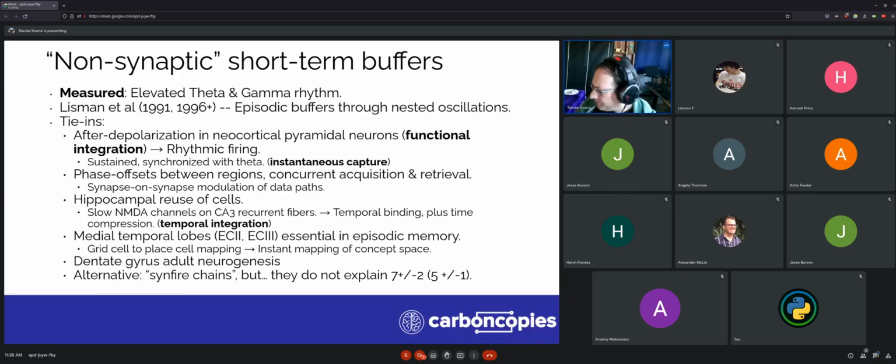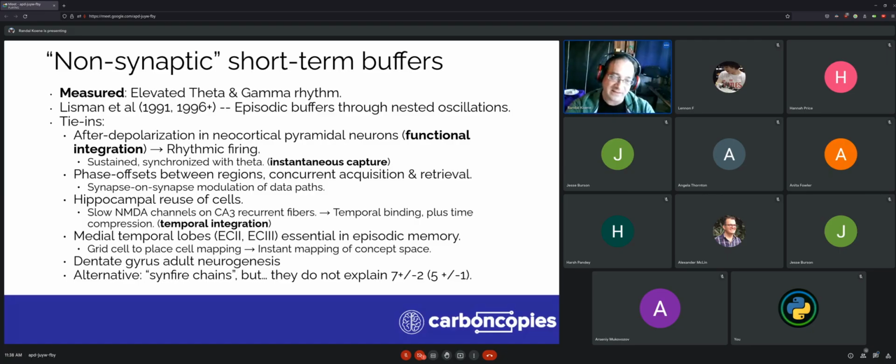One is this so-called phenomenon of after depolarization. If you are somewhat familiar with computational neuroscience, then you're probably aware of after hyperpolarization. That's this situation where after a neuron has fired, it takes a while for the neuron to recover, and that recovery can be expressed as a function that you can describe, this after hyperpolarization function that has a nice exponential decay. But after depolarization is the opposite.